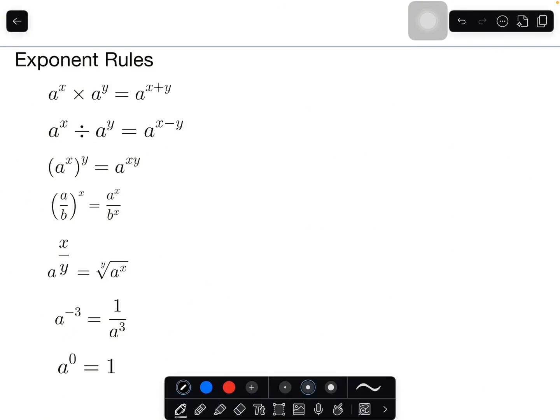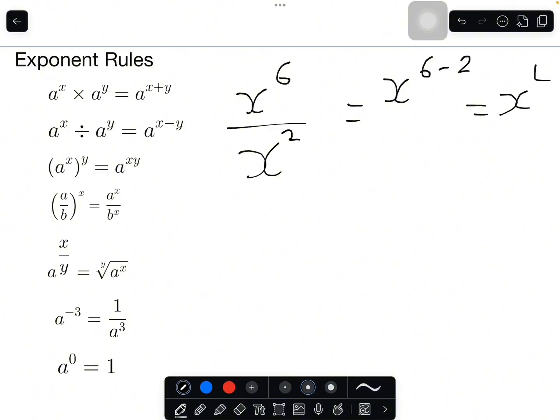Now we're going to be working with our division. If I have a to the power x divided by a to the power y, I get a to the power x minus y. So for multiplication, since when we multiply like bases we add the exponents, for division we are going to subtract the exponents. So if I have x to the power 6 over x to the power 2, I would then get x to the power 6 minus 2, which would then give me x to the power 4.